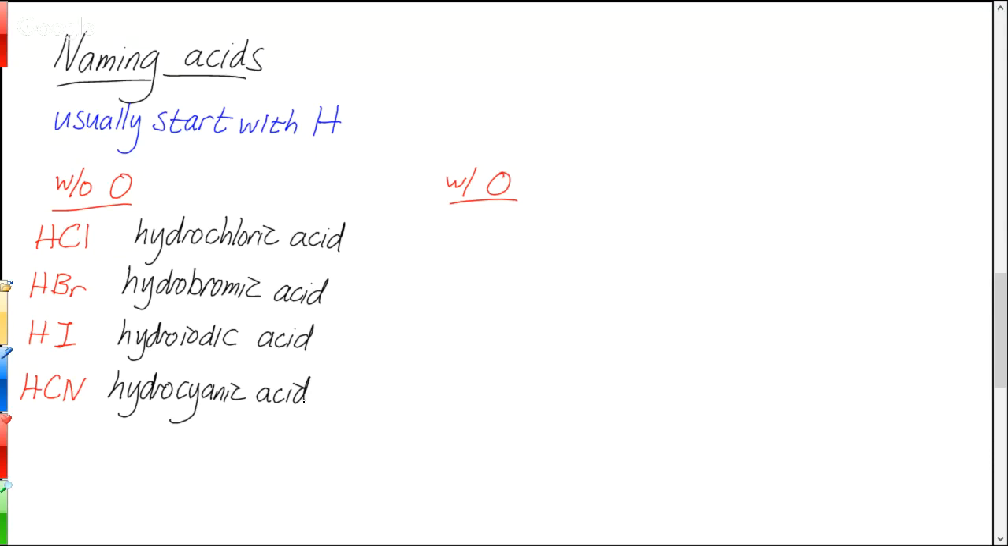And that's most of them that are in that category. There's HF, hydrofluoric acid. That's about it. There's a lot more of them in this other category, which are the ones that do have oxygen in them. So when they do have oxygen, it works a little bit differently.